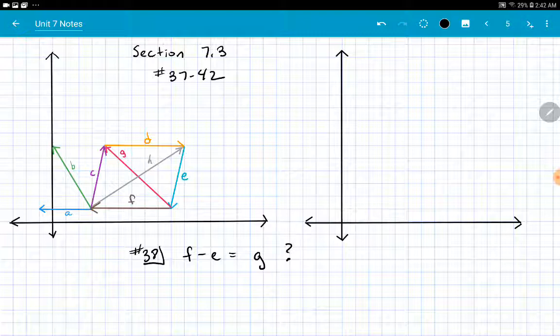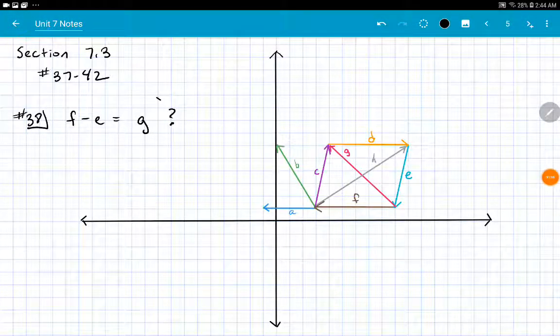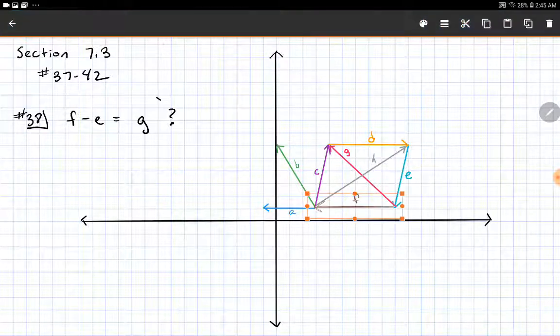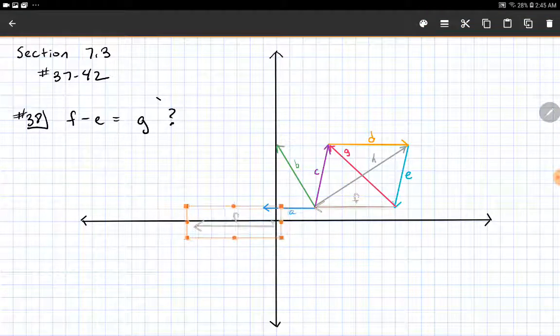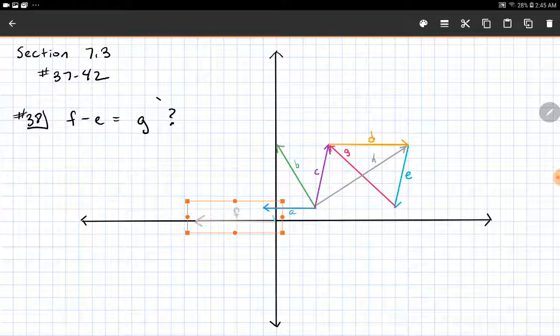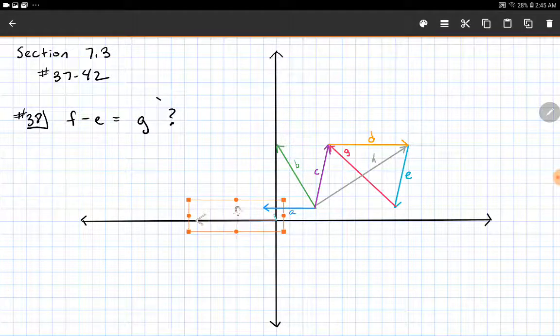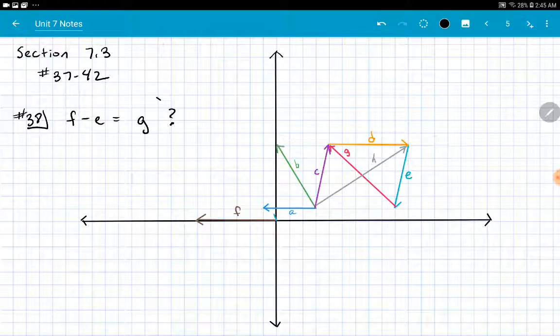Actually, I'm going to change this coordinate plane because I see F and E are going left and down, so my coordinate over here is not going to work very well. Okay, let's try this again. F minus E means F needs to start at the origin. So I'm just going to take F and move it. You can do this in your imagination or just by counting. And then minus E means start at the terminal end of F and go in the opposite direction as E.